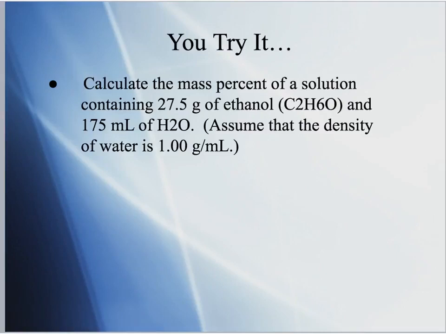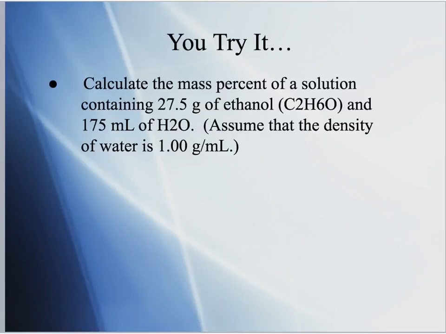All right, so here's another example for you guys to try. You guys can pause the video and take a look at this one, and then unpause it when you guys are ready for the solution, meaning the correct answer. All right, so this one says calculate the mass percent of a solution containing 27.5 grams of ethanol and 175 milliliters of water. Assume the density of water is 1.0 grams per milliliter. So, of course, this is not going to be as easy as the examples. These you try it ones never are.